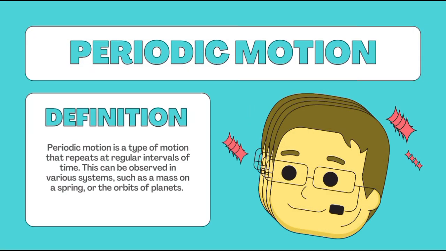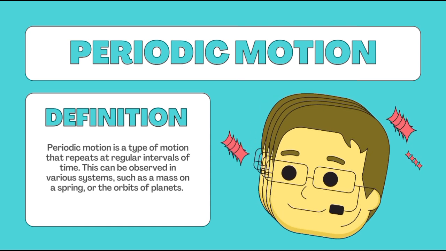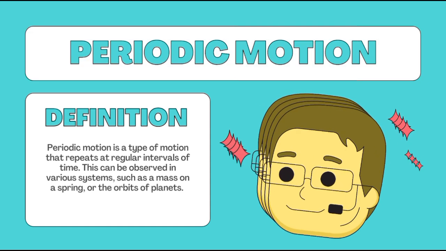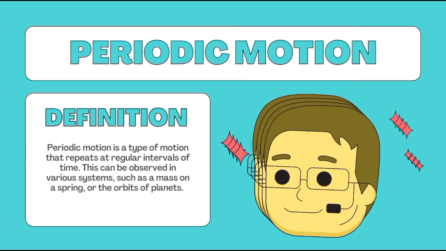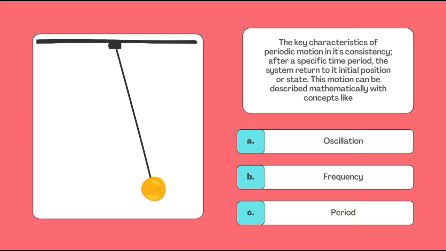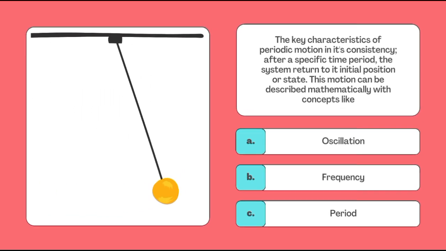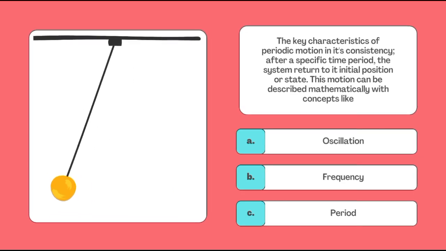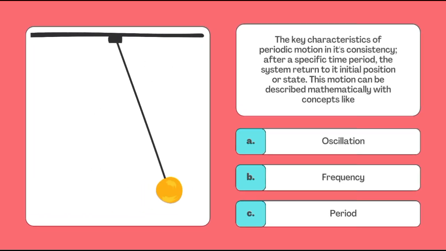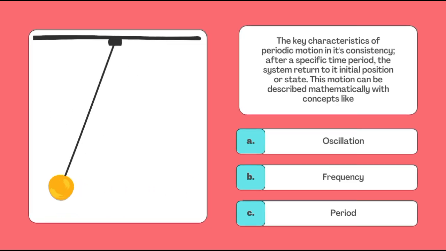Periodic motion is a type of motion that repeats itself at regular intervals of time. This can be observed in various systems such as a mass on a spring or the orbits of a planet. The key characteristic of periodic motion is its consistency. After a specific time period, the system returns to its initial position or state. This motion can be described mathematically with concepts like oscillation, frequency, and period.